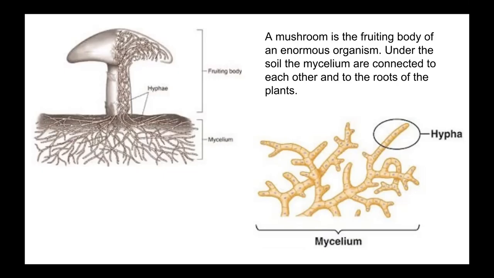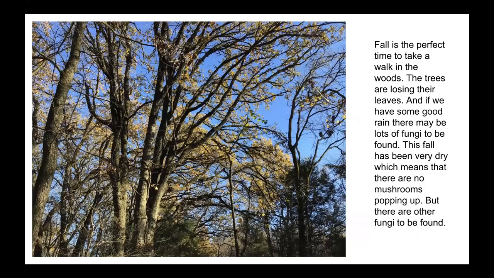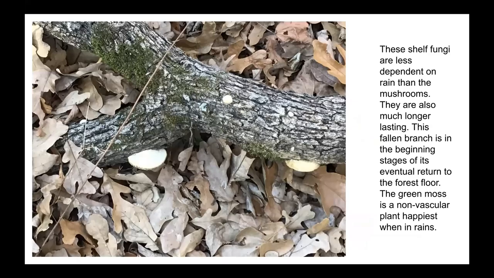So we went for our walk. Just a beautiful day. Still some leaves on the trees. A lot of them are bare. And then we started looking for fungi. And of course, it had been really dry, so we didn't have any mushrooms. So we have some of these shelf fungi or bracket fungus that are more drought tolerant, or they last longer. A mushroom will come up, it'll be there for a couple of days, and then it's gone. But this kind stays around.